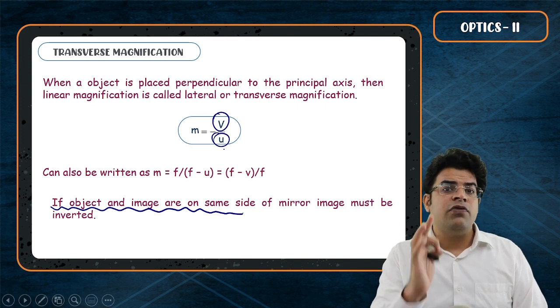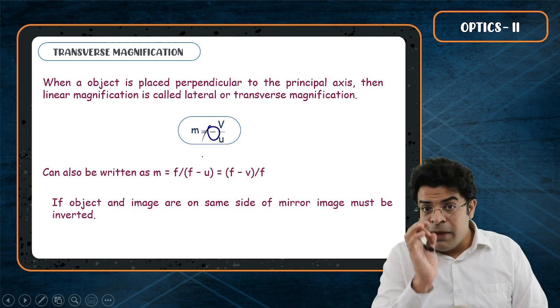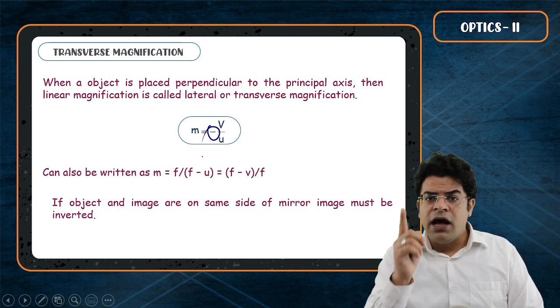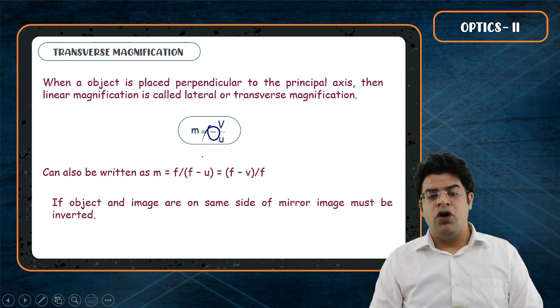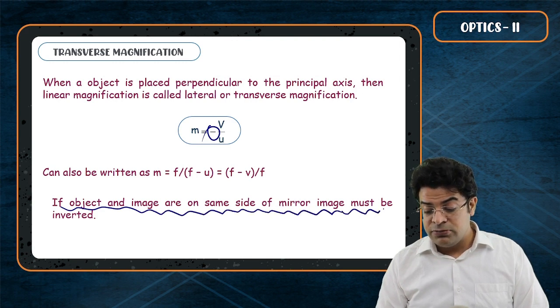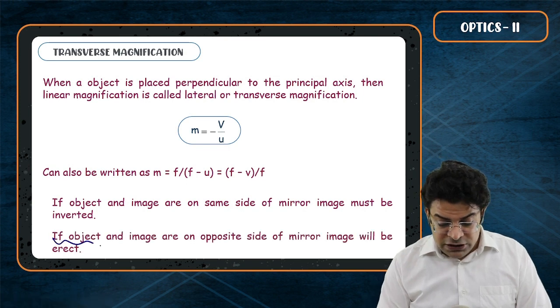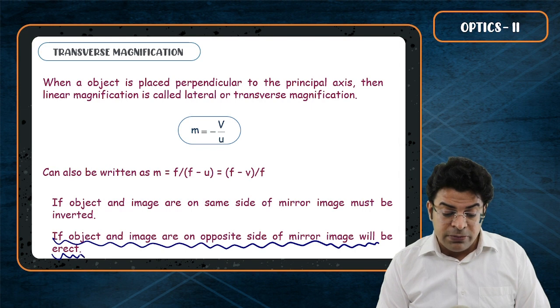And if the sign of u and v are going to be the same, due to the minus sign here, the magnification will definitely be negative. And if the magnification is negative, I can say that the image has to be inverted with respect to the object. So if the object and image are on the same side of the mirror, the image must be inverted.